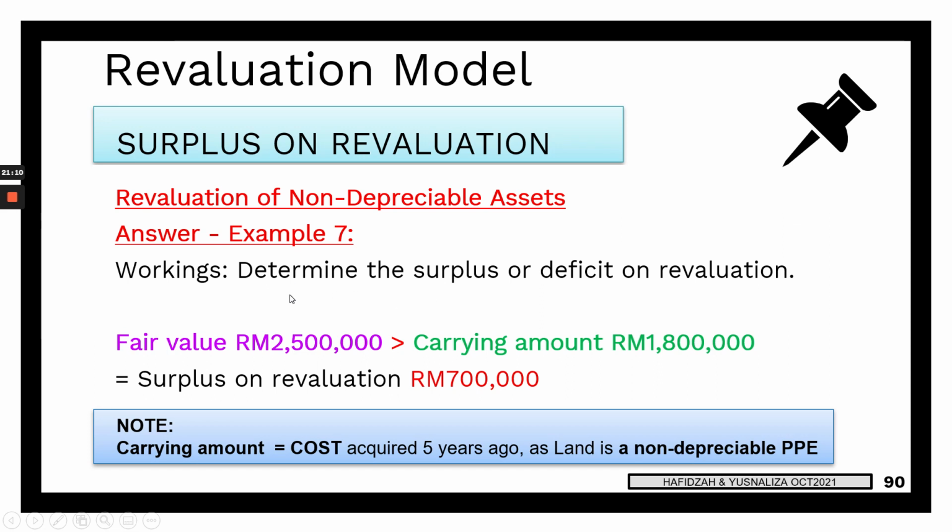So the first thing is always to determine whether there is a surplus or deficit. And here the carrying amount of 1.8 is actually at cost. Why at cost? Because there is no depreciation, as it is a non-depreciable asset. So you just simply compare 2.5 million with the carrying amount that is at cost. And that gives you a surplus of 700,000. Remember, the carrying amount is the cost acquired 5 years ago as land is a non-depreciable PPE.